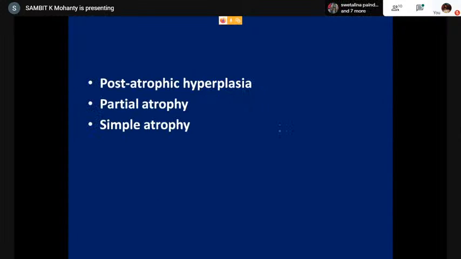Atrophy. Atrophy can be partial atrophy, simple atrophy, and post-atrophic hyperplasia. When you have a needle core biopsy, do not write benign prostatic hyperplasia. A needle core biopsy is not done to say it is BPH or not. The procedure for BPH is transurethral resection of prostate, which samples the central zone. You can have prostatic needle core biopsies with hyperplastic change, so you write benign prostatic stroma and glands with hyperplastic change in some.